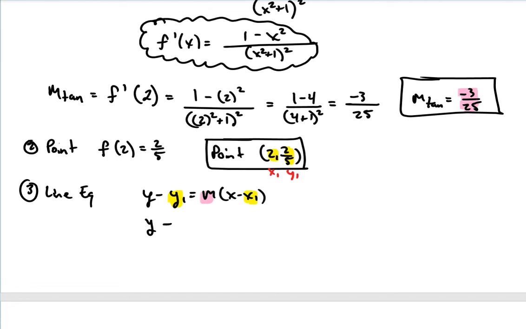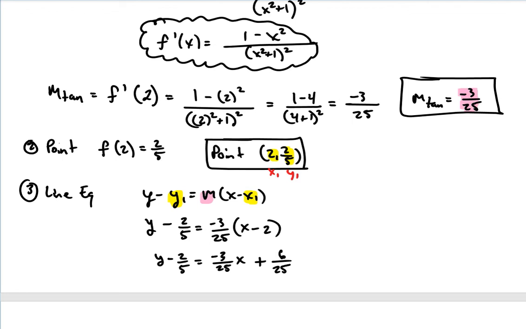And so now we'll plug all that in. We have y minus y1, which is 2/5, equals the slope, which is negative 3/25, times x minus x1, which is 2. And then now we just need to solve for y. So we distribute on the right. So we have y minus 2/5 is equal to negative 3/25 x. And then negative 3/25 times negative 2 would become positive. 3 times 2 is 6. And then 25 still in the denominator.